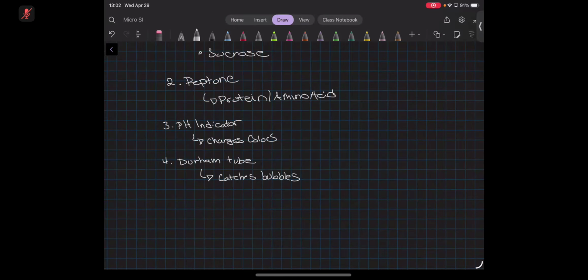And you will know that it had fermented either glucose or lactose due to the color change? Yes. Okay, so the Durham tube will be the one that tells you if it's gas or not.